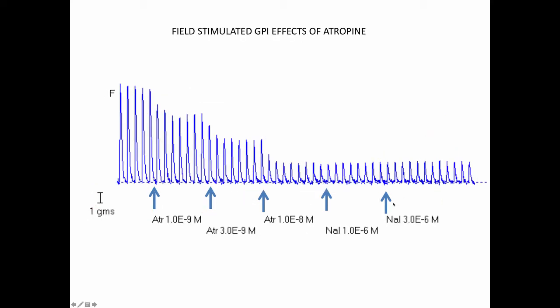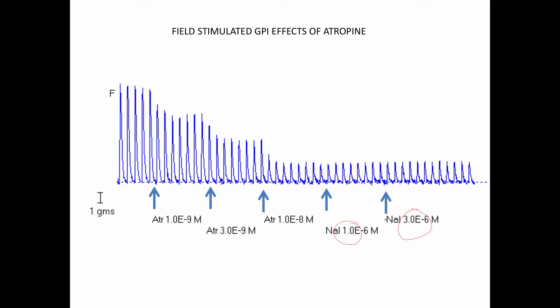The other slide that we've given you is the effects of atropine on field-stimulated guinea pig ileum contraction. Now, in terms of the data, we're not asking you to draw up a dose response curve of the effects of atropine on field stimulated contraction. But what we are asking you to do is to put into the table the effects of naloxone on atropine-mediated inhibition of field-stimulated contraction.